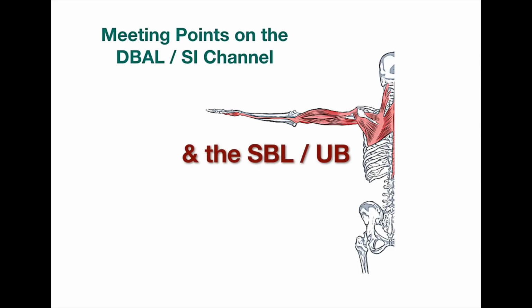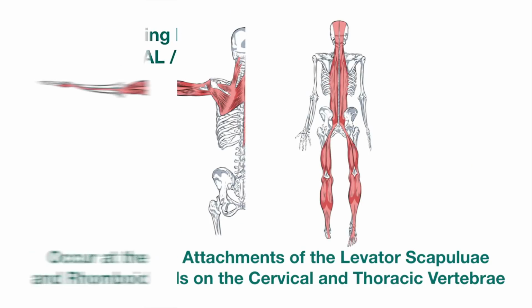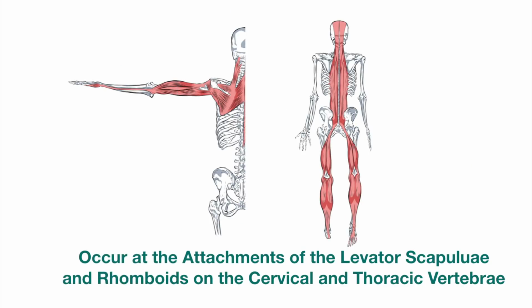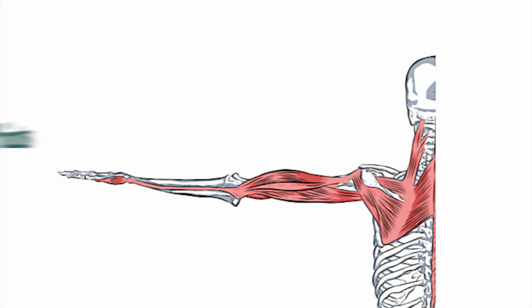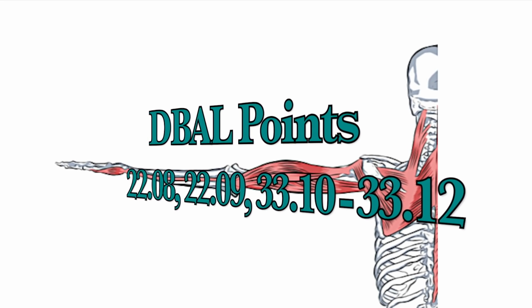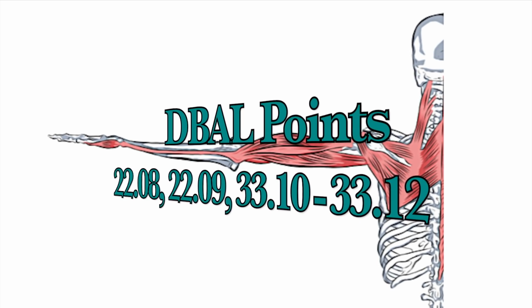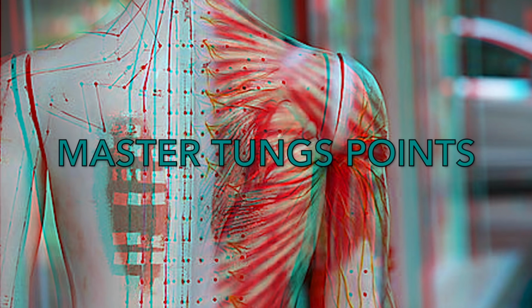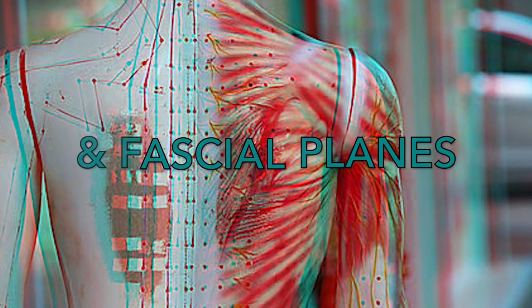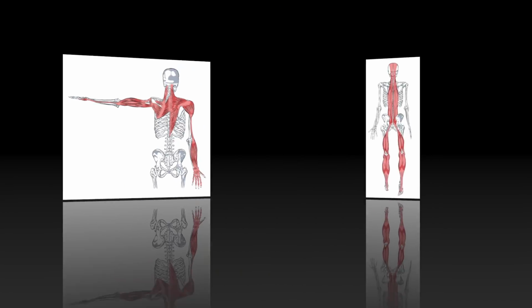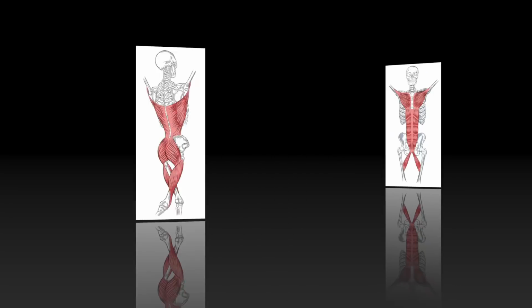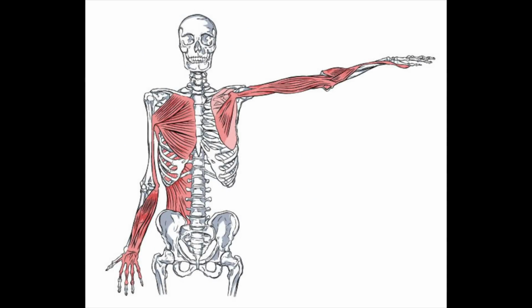So we speak of these meeting points in Chinese medicine, and if we look at this fascially, this occurs at the attachments of the levator scapulae and the rhomboids, where they meet the cervical and thoracic spine. So the Master Tung points on the deep back arm line can all be understood better when we know about these fascial lines and the way that they connect to each other. So in my course, Master Tung's Points and Fascial Planes, we go through a lot of different fascial lines here and compare how they relate to the meridians, as well as how Master Tung's points connect to these and produce the actions and effects that they do.